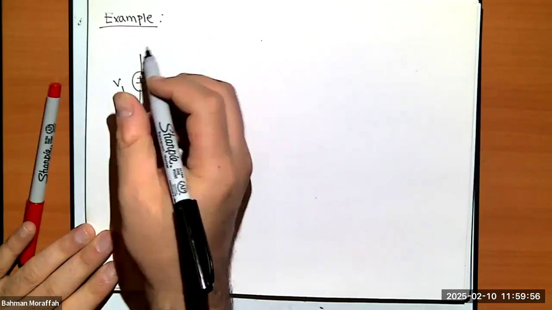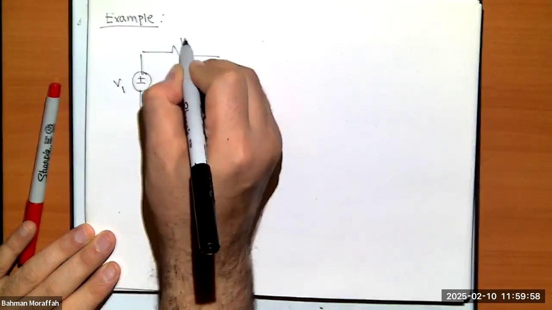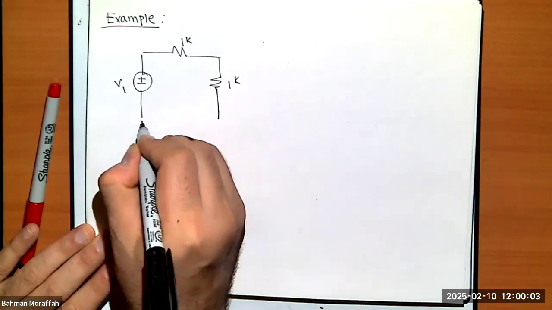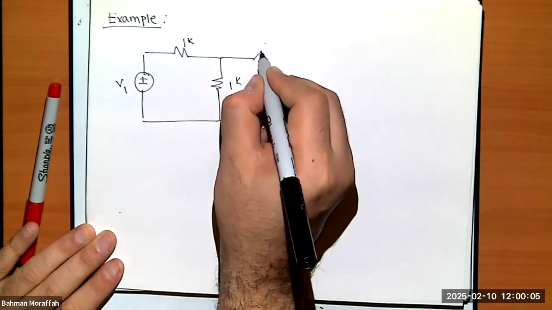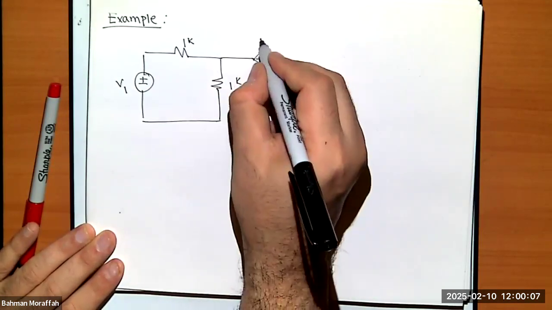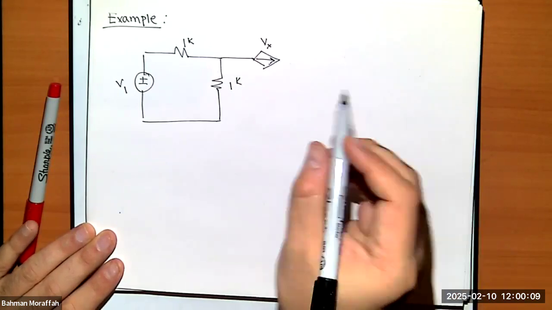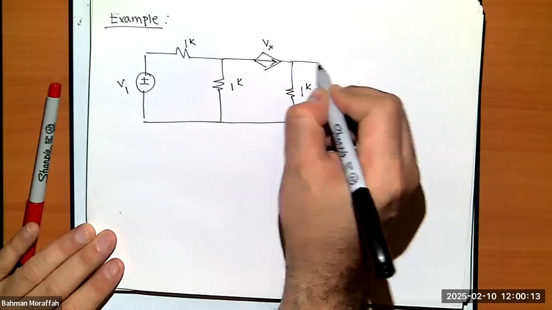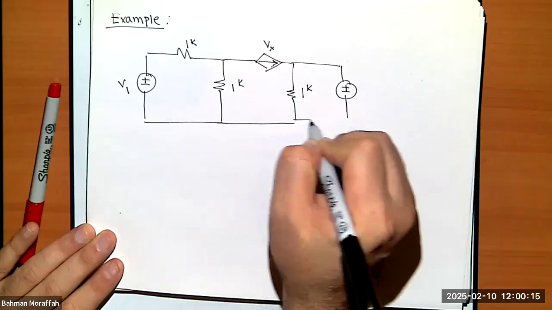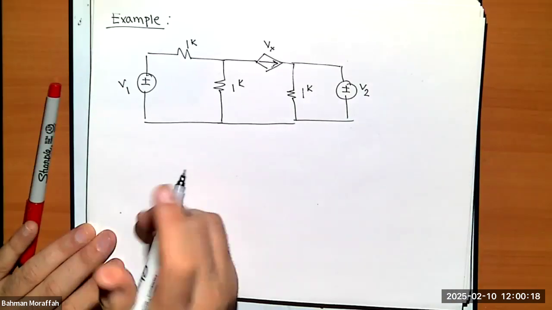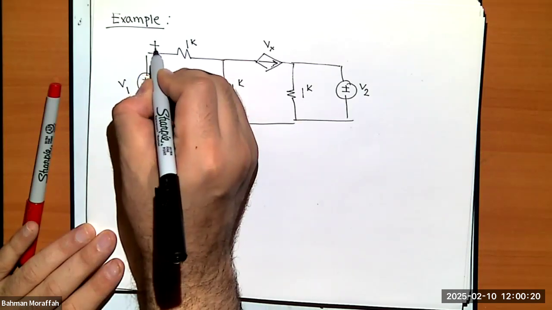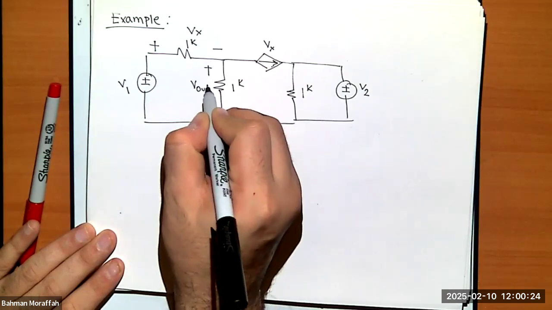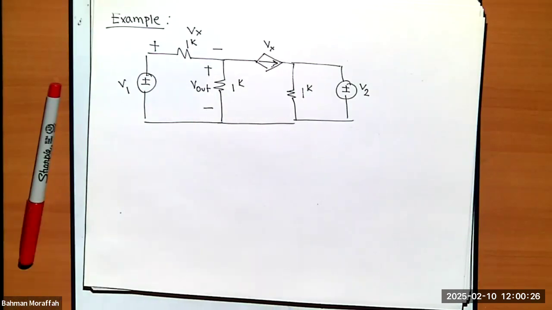I have V1. I have a 1K resistor. I have another 1K. I have a current source with value Vx. I have a 1K. And I have a V2. And let's just say voltage across this is Vx. And we're after voltage across this 1K resistor.